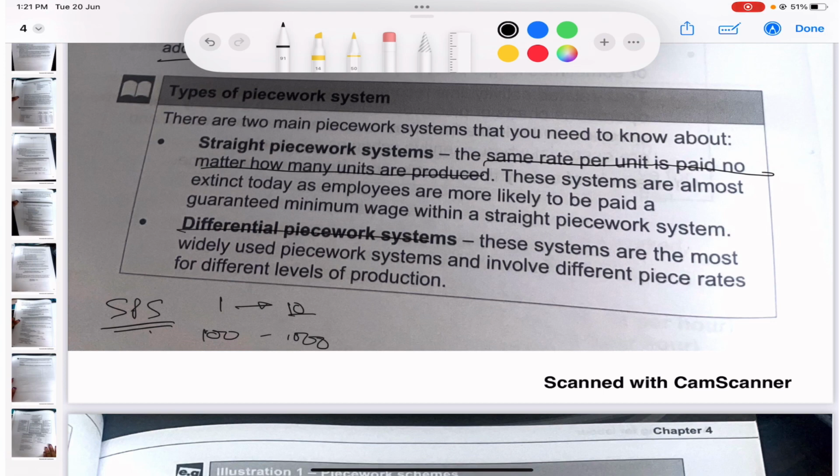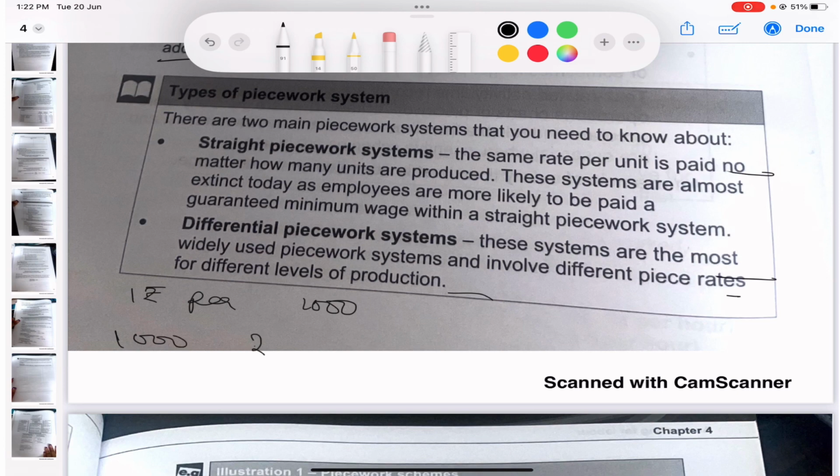Now what is differential piecework system? These systems are the most widely used piecework system and involve different piece rates for different levels of production. See, there's a rule in differential piecework system that, let's say, it is 1 rupee per unit until you produce 1000 units. If you are producing more than 1000 units, then per unit you are going to get 10 rupees from 1000 units onwards.